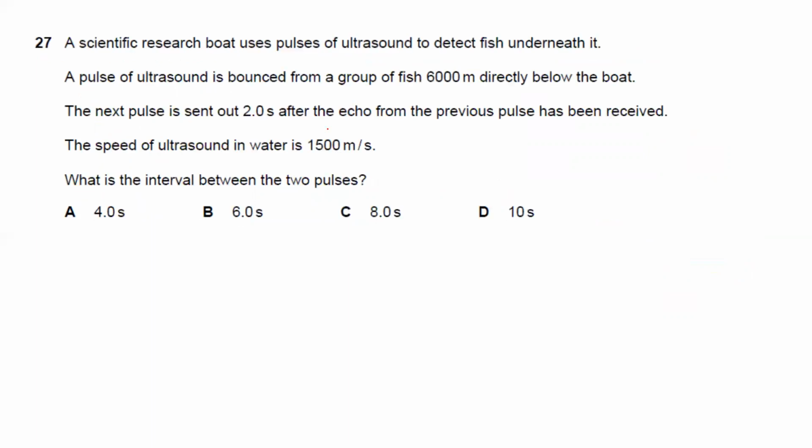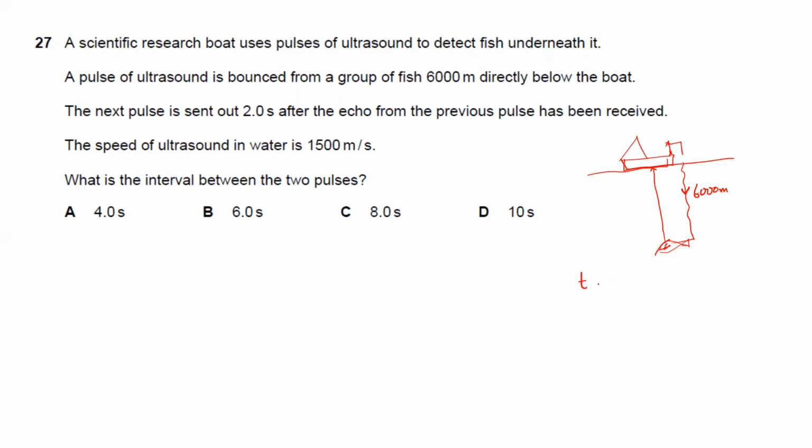Next part. Question 27. It says a scientific research boat uses pulse ultrasound to detect fish underneath it. The pulse ultrasound is bounced from a group of fish 600 meters below the boat. The next pulse is sent out 2 seconds after the echo from the previous pulse has been received. The speed of ultrasound in water is 1500 meters per second. What is the interval between the two pulses? So say for example, this is our boat, and we have a group of fish here. So the pulse goes down, strikes, comes up, and is detected. So distance is, this is 600 meters.